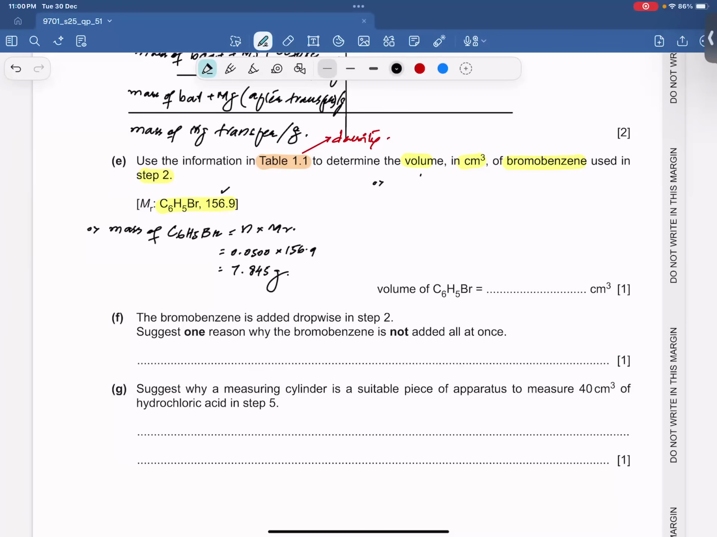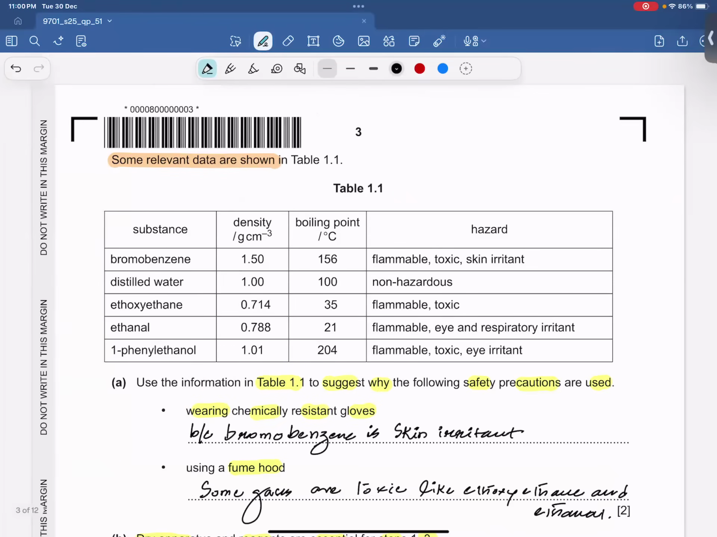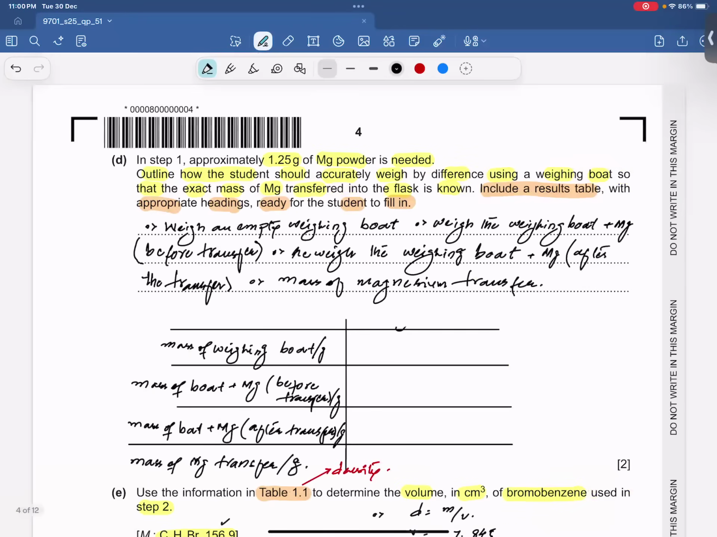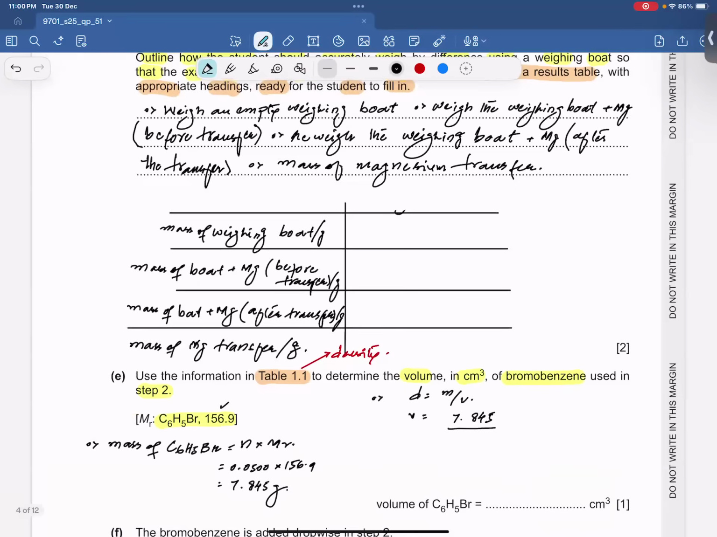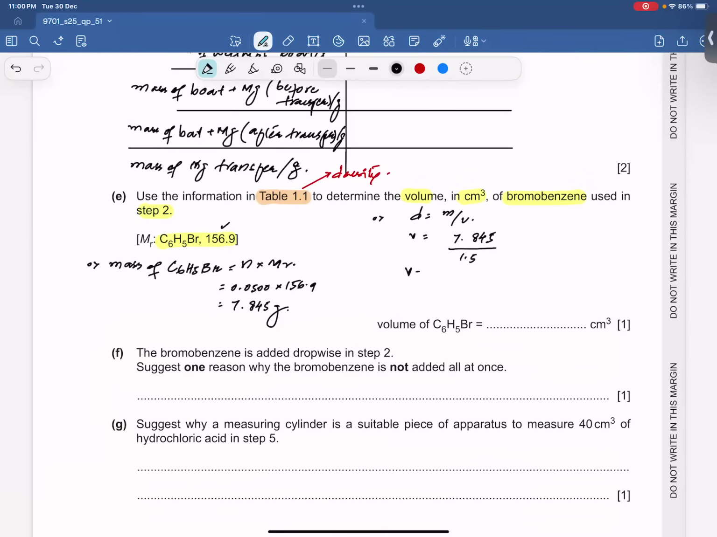I know the density equals mass per unit volume. We need to find the volume. So mass is 7.845 and the density of bromobenzene from table 1.1 is 1.50. Dividing by 1.50, it's going to be 5.23 cm cube.